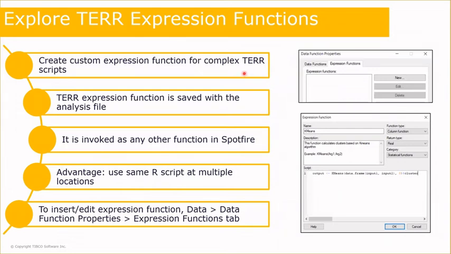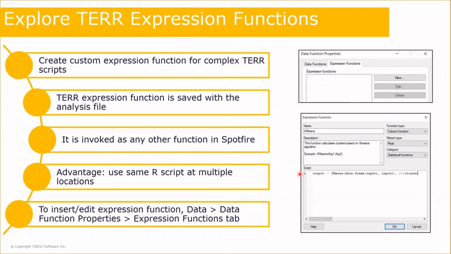Next is TERR expression functions. Now we can create TERR expression functions when we have to create a complex TERR expression, okay, which provides a column as an output, a single column as an output. TERR expression functions can be added using the data functions dialog. We'll see how we can add that. In the data menu, you have data function properties, where you have the expression functions dialog tab, which you can use to create or insert a new expression function or edit an existing expression function.